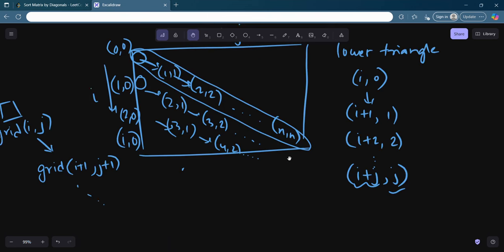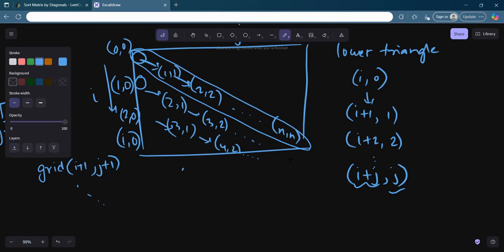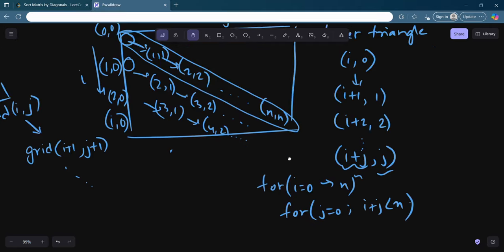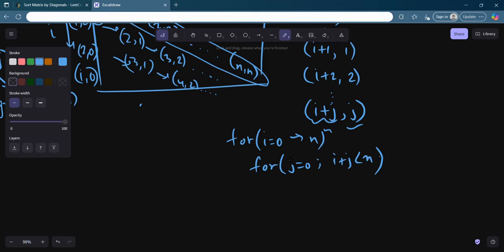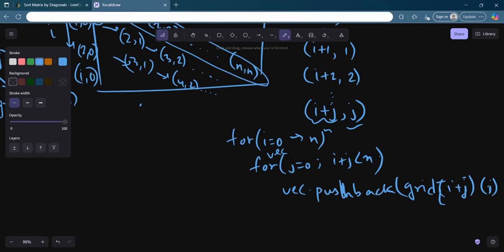So what you can do is have a simple loop where i goes 0 to n, and j goes 0 while i plus j should be less than n. Okay, this should also be less than n, and that is the harder constraint here. And if you have a vector here, you can simply store it with vector dot push_back, and you can store grid of i plus j comma j. Okay, I hope you can understand this easily.